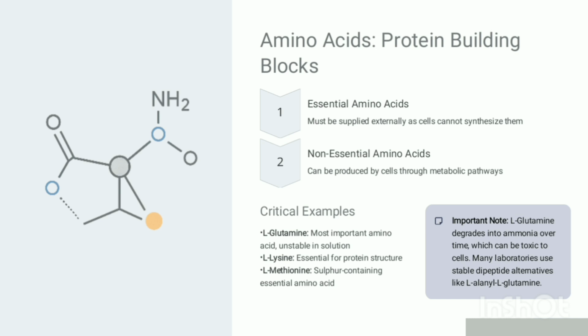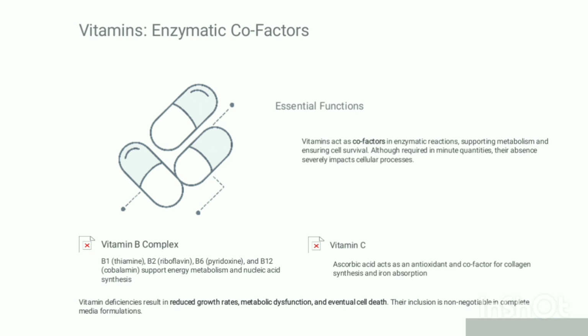Important note: because L-glutamine degrades into ammonia, which can be toxic to cells, many laboratories opt for stable dipeptide alternatives such as L-alanine L-glutamine. Vitamins, enzymatic cofactors. Vitamins are essential nutrients that cells generally cannot produce on their own in sufficient quantities.